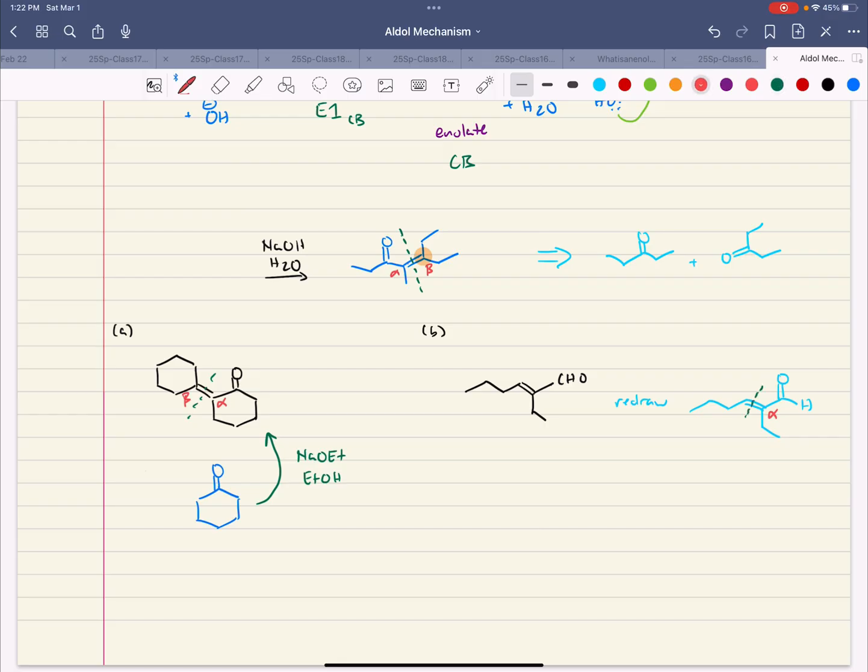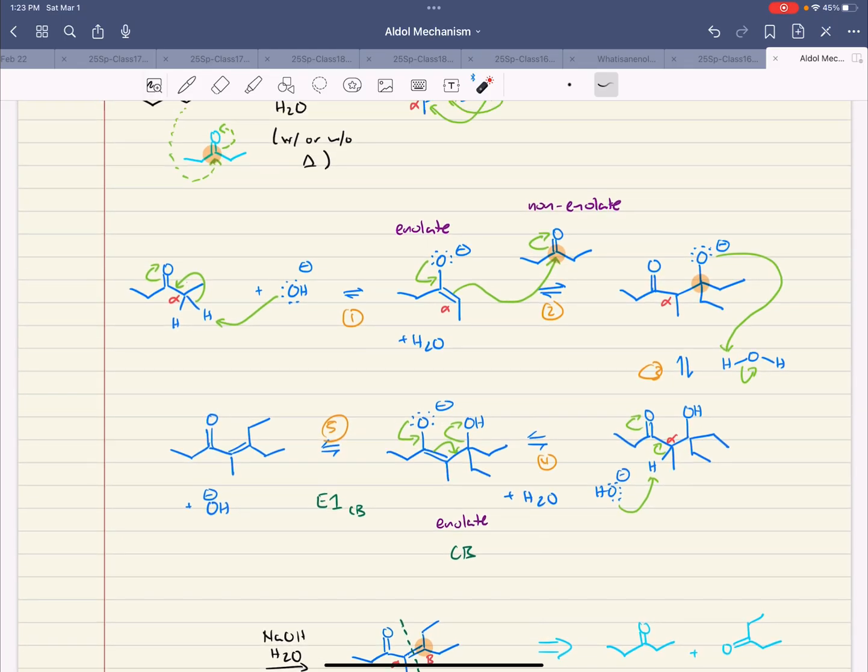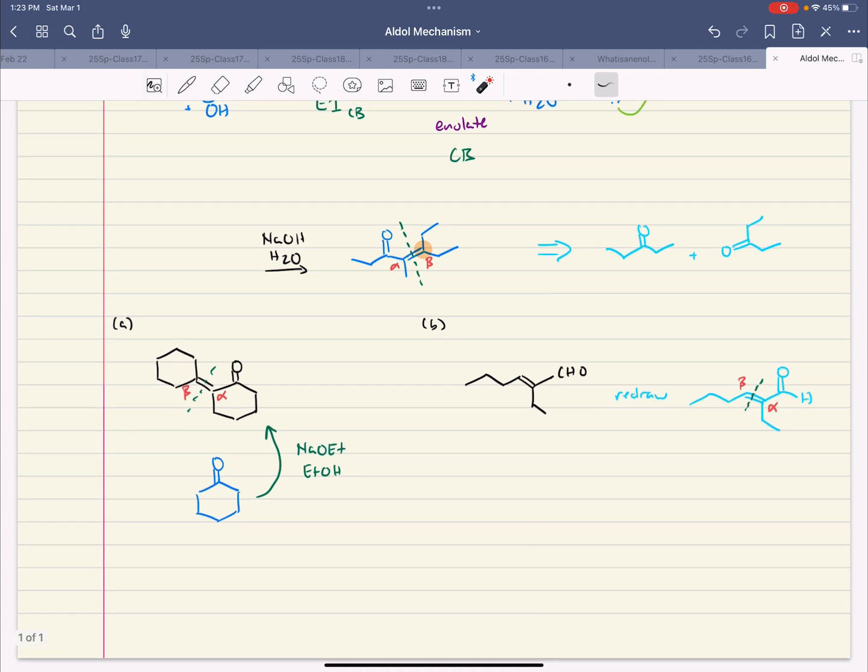Isn't that beta carbon originally the carbonyl? See how this beta here was originally the carbonyl? That beta was right here. So there's a carbonyl. When it got attacked, it became the beta of the whole molecule. Okay? And yeah, look at this. 1, 2, 3, 4. 1, 2, 3, 4. It is the same molecule that attacked one of itself. 1, 2, 3, 4. And let's use NaOH in this case, and water.